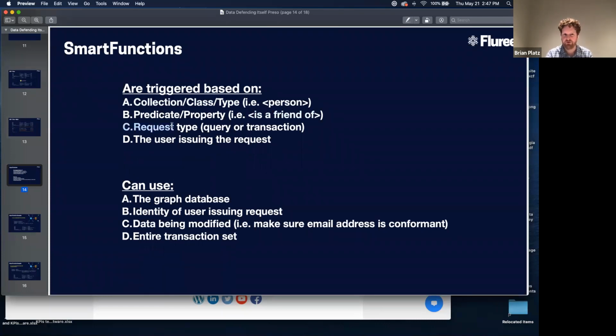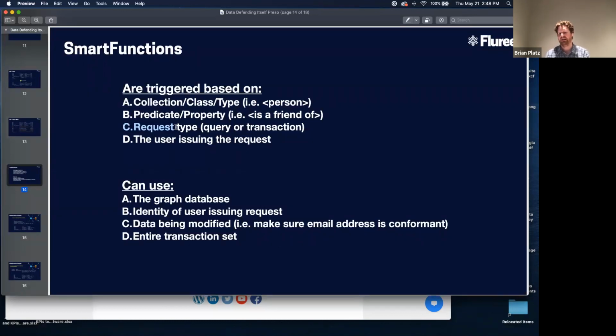A SmartFunction will get triggered based on the type of request it is, whether I'm trying to update data or whether I'm trying to access or query for data. There may be different sets of permission for each. And the user itself is part of the component of what triggers a SmartFunction. So people do create SmartFunctions that actually just enforce the shape of data. It makes sure, for example, if you're adding a person, there always has to be a given name and a last name. This can just help with data integrity in general. So SmartFunctions can be used for capabilities like that.